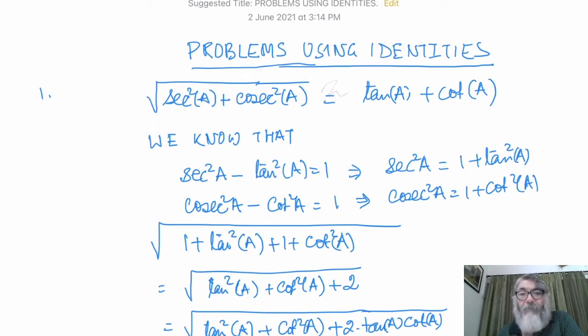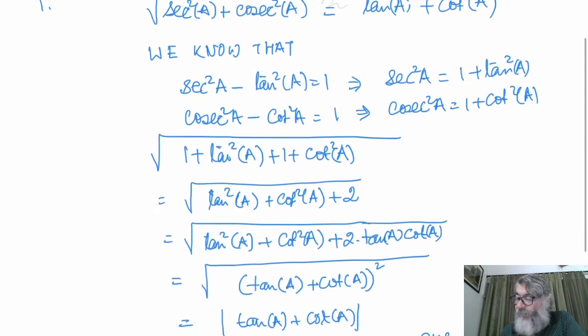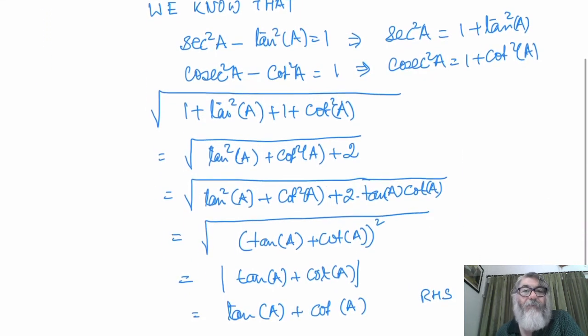So we started with the left hand side. On the left hand side we used the basic identities: sec square A minus tan square A is equal to 1, and cosec square A minus cot square A is equal to 1. Then we got under root tan square A plus cot square A plus 2. Then at this stage we manipulated by adding tan A cot A with 2, because tan A into cot A will give you 1 only. So when we got tan square A plus cot square A plus 2 tan A cot A, then it became what?